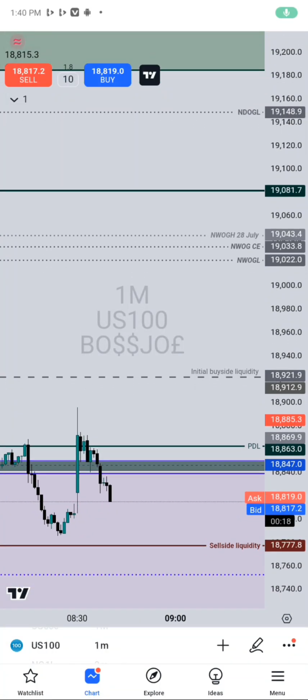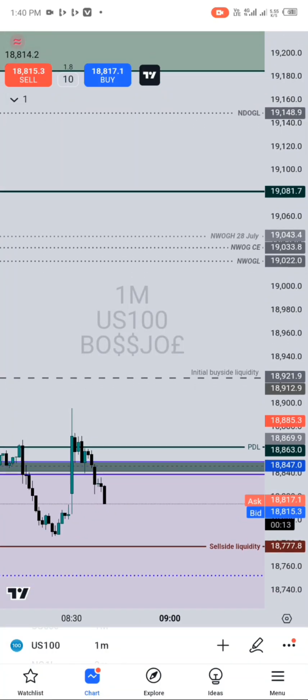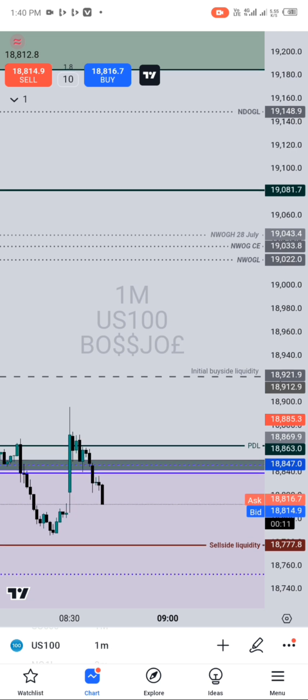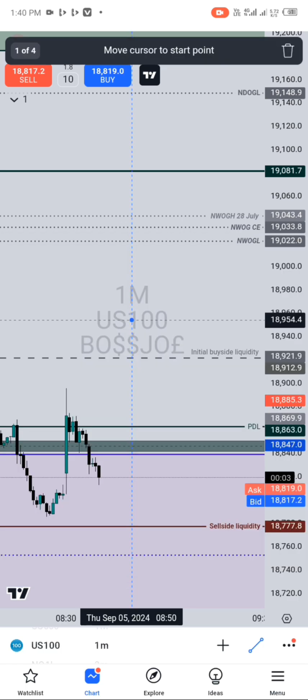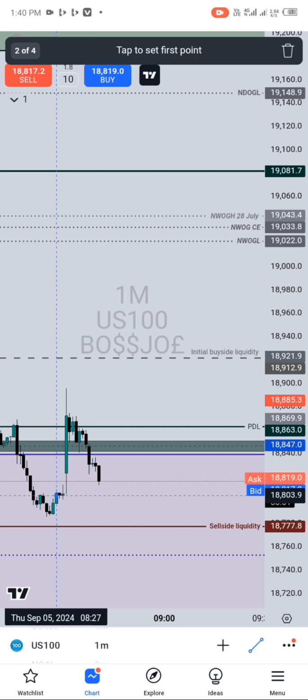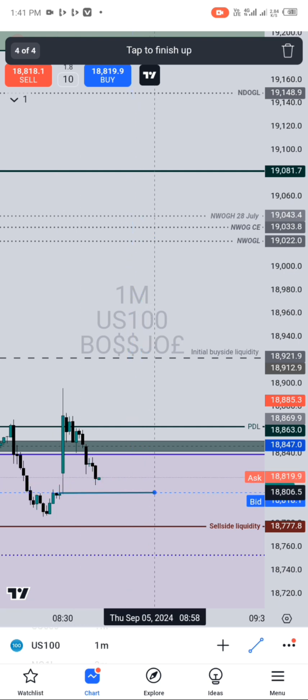Alright, guys. So when it was after 8:30 New York time, I saw this displacement to the upside. I was watching the volume imbalance. I needed to see a reaction before entering the trade. So once price reacted at that volume imbalance, I had to draw out my order block right there.